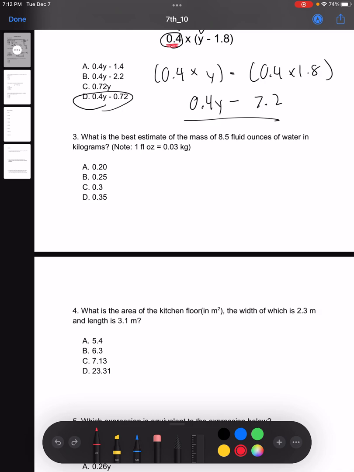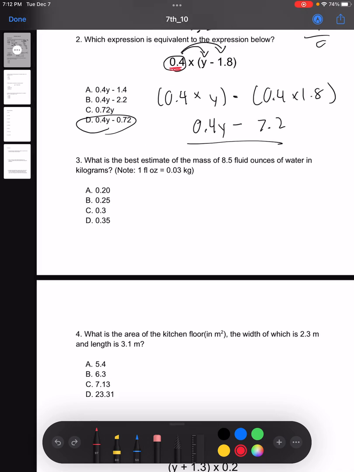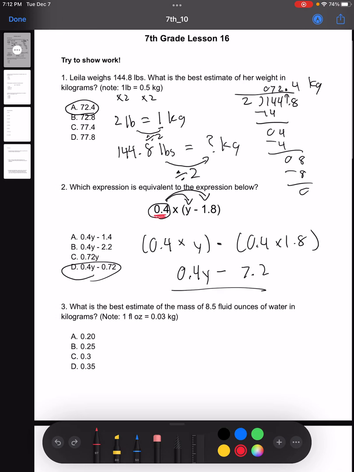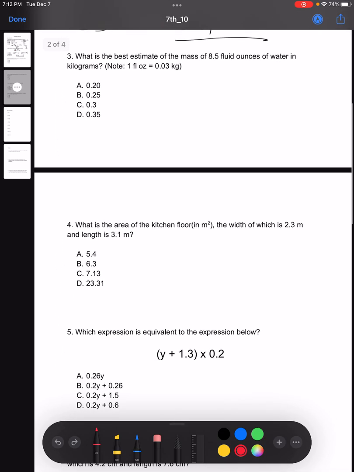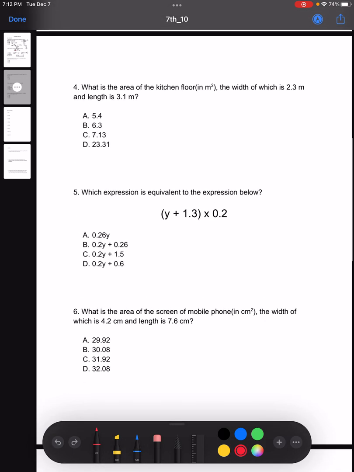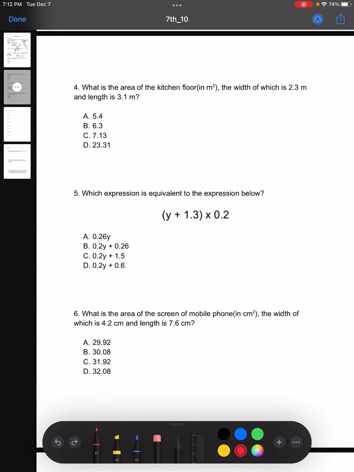Moving on to number 3. What is the best estimate of the mass of 8.5 fluid ounces of water in kilograms? This one is pretty similar to number 1. So by utilizing the relationship and changing this value accordingly, you can solve that one. Since we already did one that's similar, let's move on. Number 5 is also similar to number 2. This time it's reversed. So you would multiply 0.2 into each term. We can go ahead and do this one.